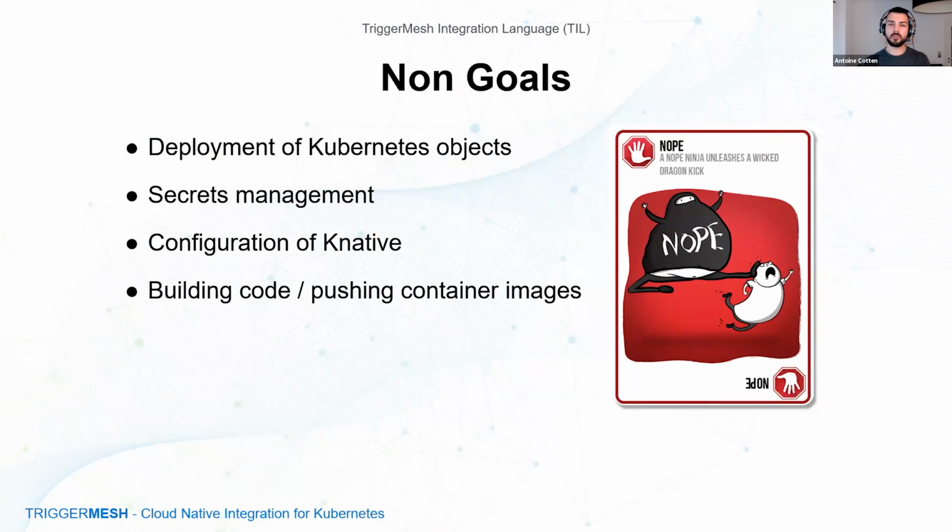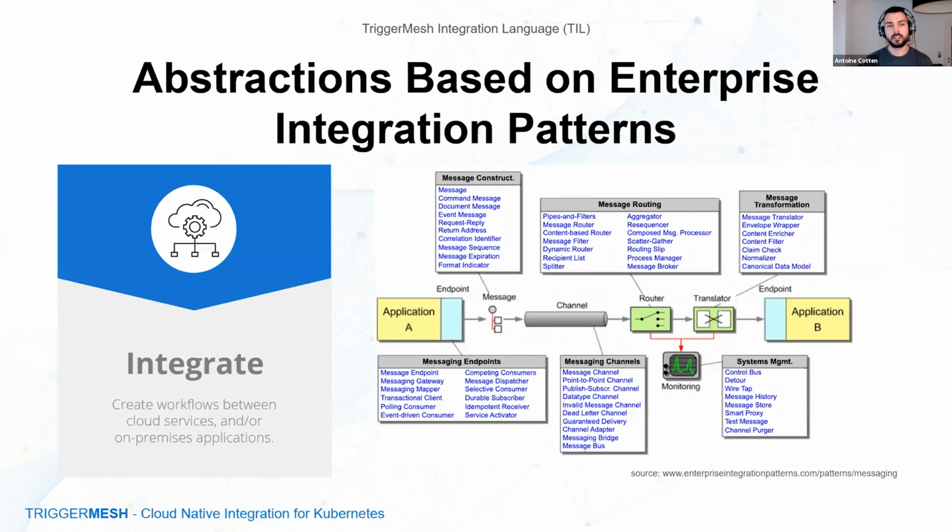In the same train of thought, we don't want to do the configuration of Knative in this language. We don't want to allow people via the TriggerMesh integration language to configure things like the default broker type or default channel type in their Knative installation, right? This is definitely not the point. And we decided that we wouldn't do things like building code or pushing container images to a cluster, because there are tools more adapted to this, like Boson, for example, like Omer talked about before.